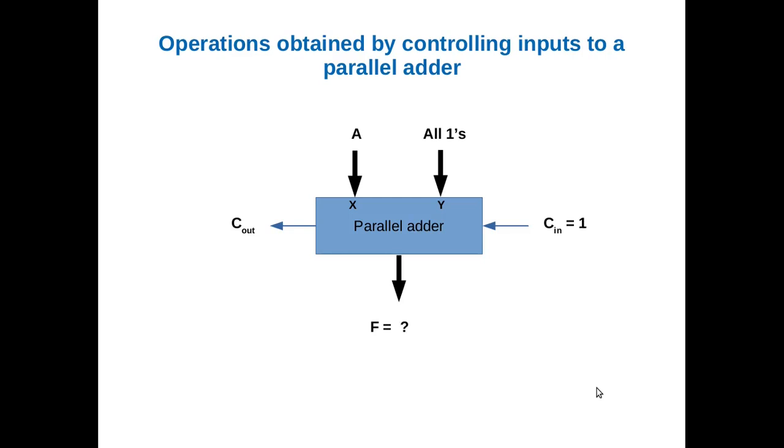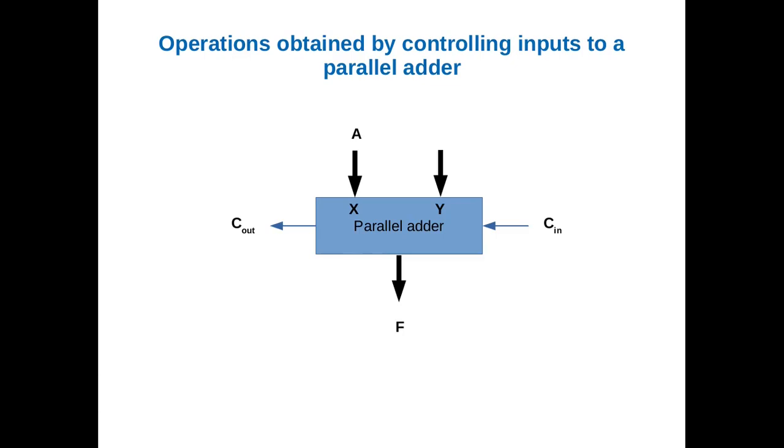Then another case is X input is A, Y input is all ones, that is minus 1 in 2's complement notation. Then Cin is equal to 1. What will be the output? A plus minus 1 plus 1, that is A minus 1 plus 1. The minus 1 and the plus 1 cancel each other. So the output will be A, that is transfer A.